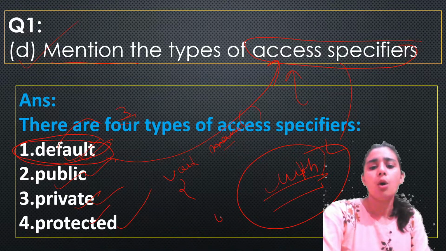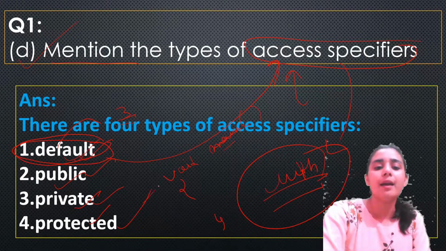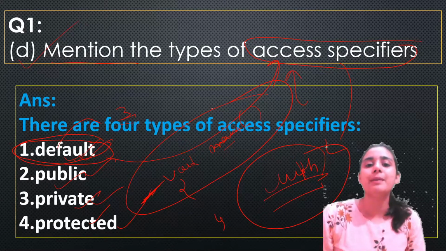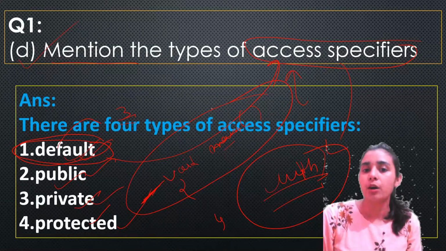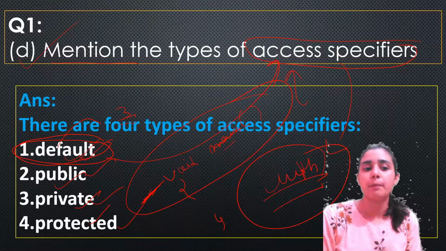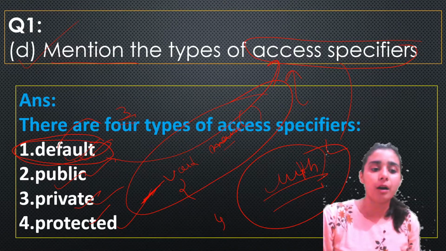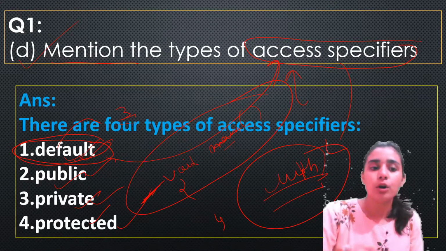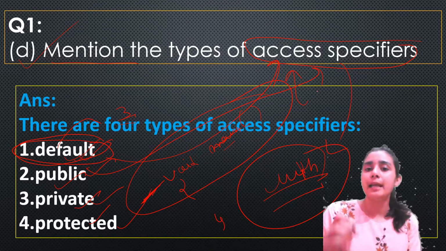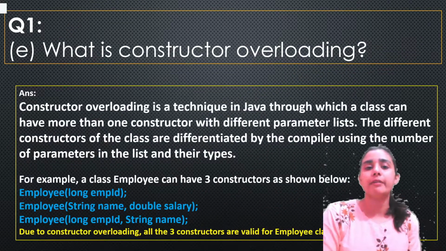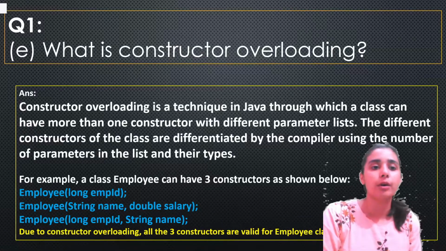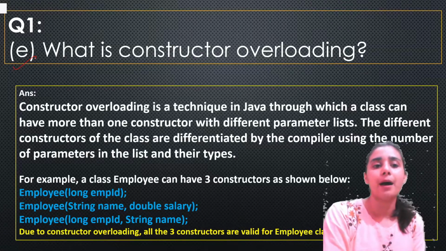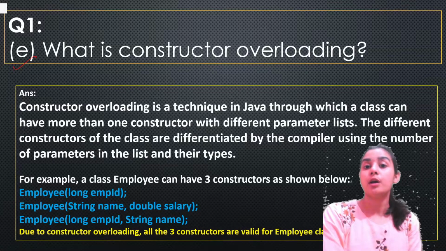So now what is going to be done there? Here I have not written public, private and protected, so that will be considered as a default access specifier. This is the main point, but what exactly all 4 are doing, for that you have to check out my video. I will provide you the link also in the description box, so that will be easy for you to understand. Moving to the next question, question number 1's E part, what is constructor overloading?